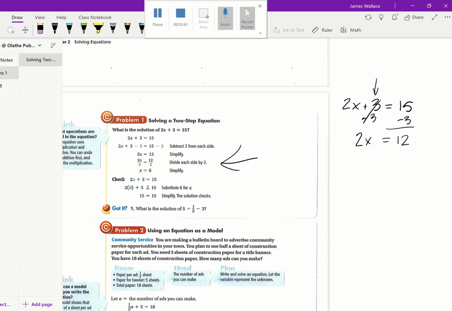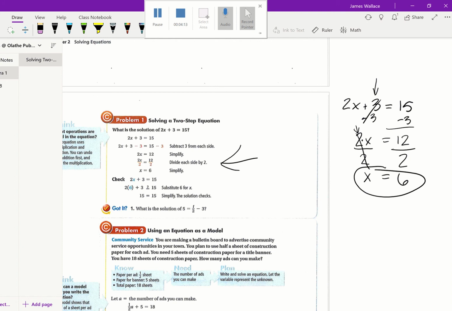Then the next step: you have 2 times x here. The inverse of multiplication is division, so you're going to divide both sides by 2, since your 2 is right here. That's going to leave you with x, because 2 divided by 2 is 1, and 1 times x is x. Then 12 divided by 2 is 6. So x equals 6 is your solution.